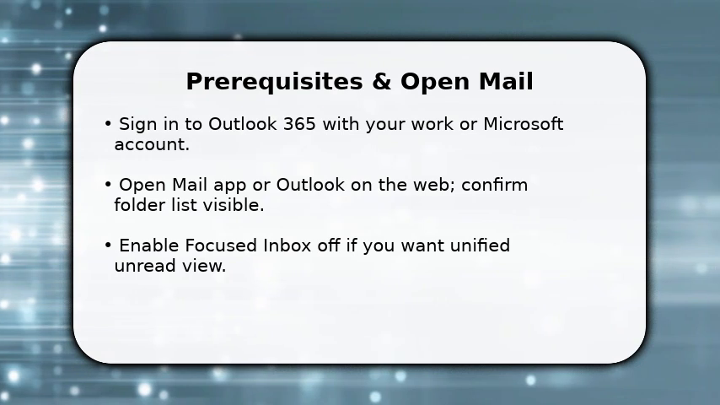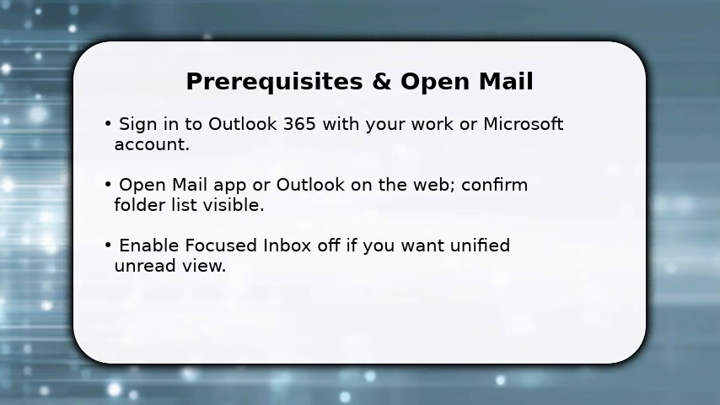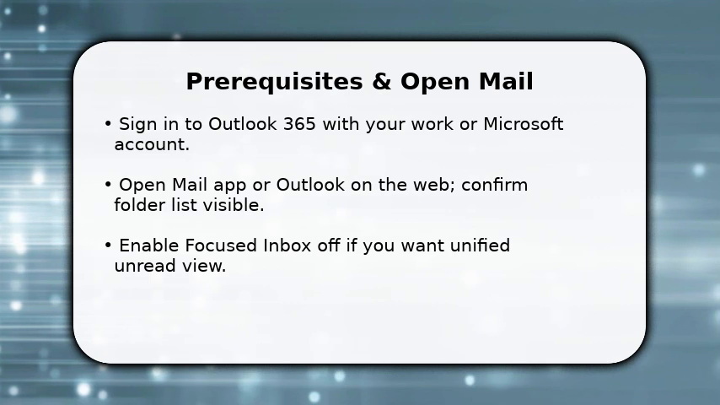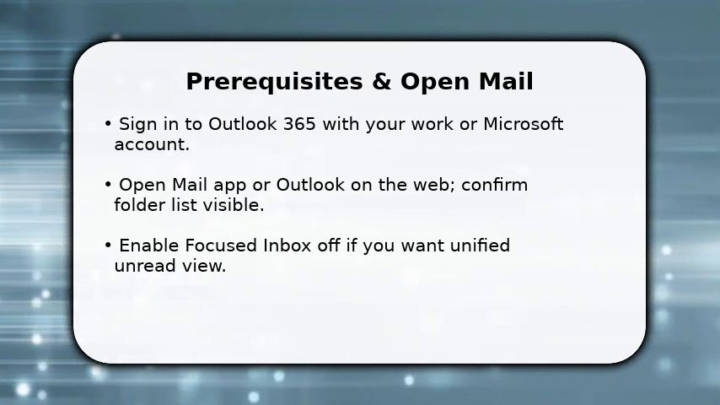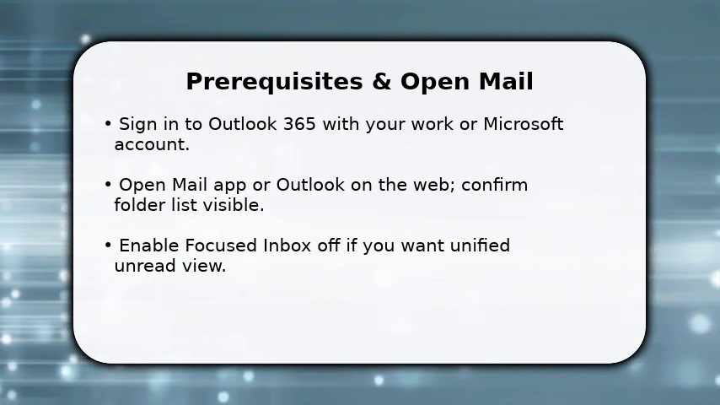You're signed in, so start by opening Outlook 365 and go straight to Mail. Once the folder list loads, make sure you can see Inbox and Filters. This lets you run searches. If Focused Inbox is enabled, turn it off now to avoid missing messages across tabs.